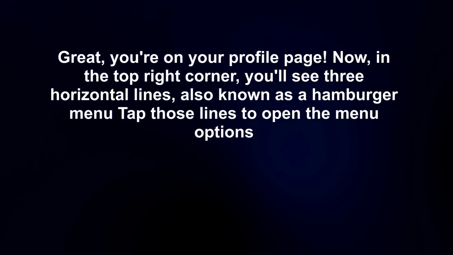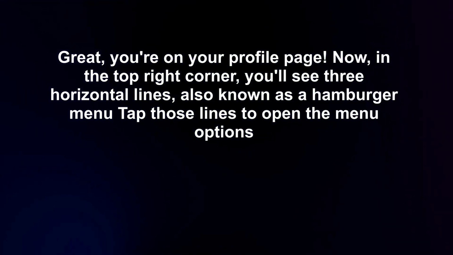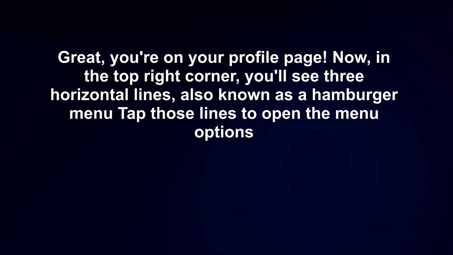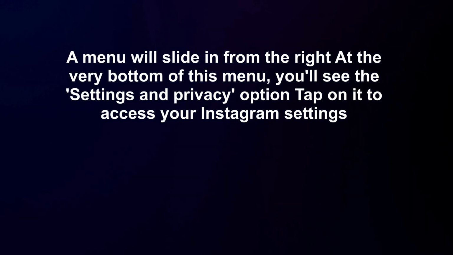Now, in the top right corner, you'll see 3 horizontal lines, also known as a hamburger menu. Tap those lines to open the menu options. A menu will slide in from the right.